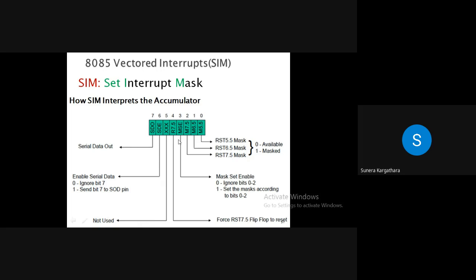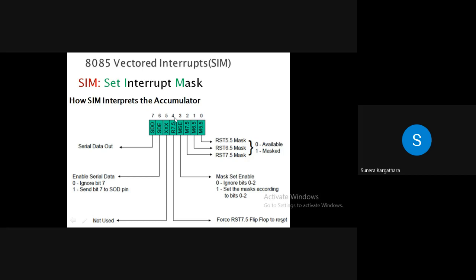But now we can all understand that we have a total of 3 interrupts which we can configure through this particular instruction: 5.5, 6.5, 7.5. Here these 3 particular interrupts you can mask or you can enable.